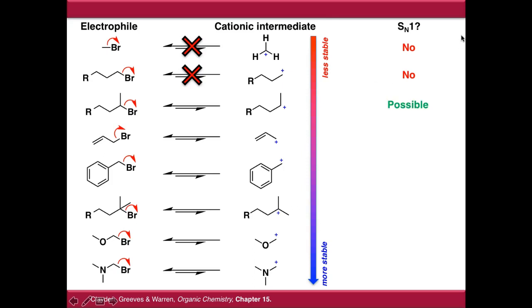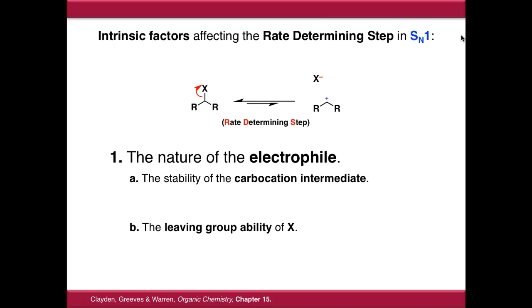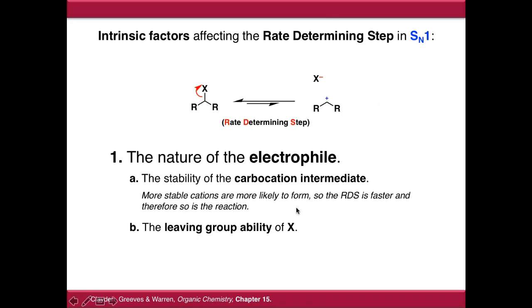Once we move to a secondary electrophile, the cation becomes slightly more stable, so therefore SN1 becomes possible. And as we move down a series of electrophiles, the more stable the cationic intermediate becomes, the more viable the SN1 reaction is. So if we look at our intrinsic factors affecting the rate determining step, we can say that the more stable cations are more likely to form, so therefore the rate determining step is faster, and if the rate determining step is faster, so is the reaction.